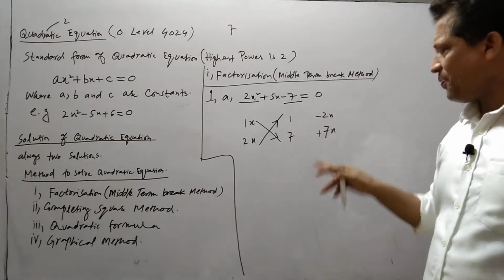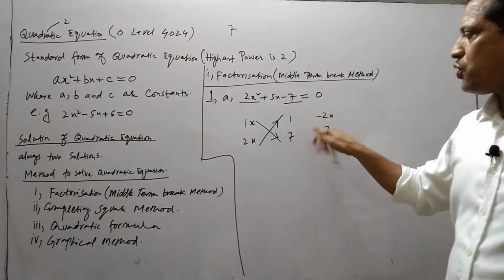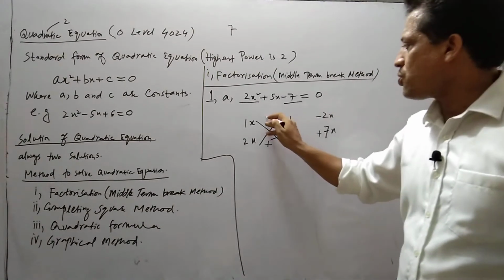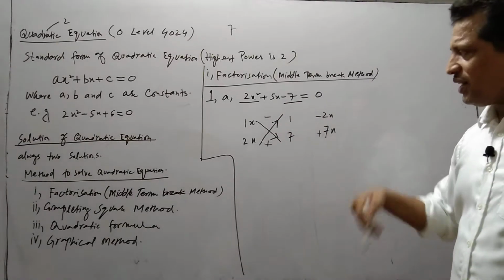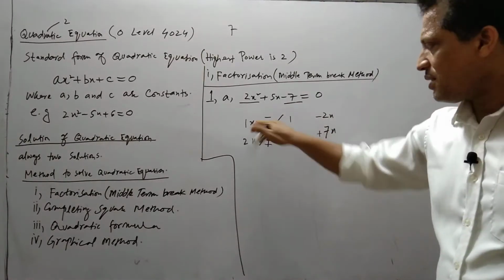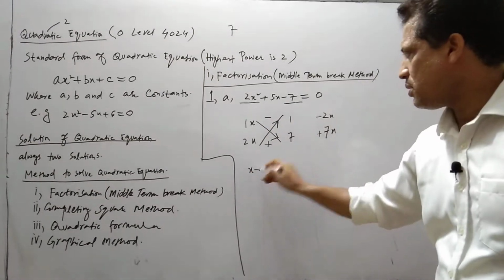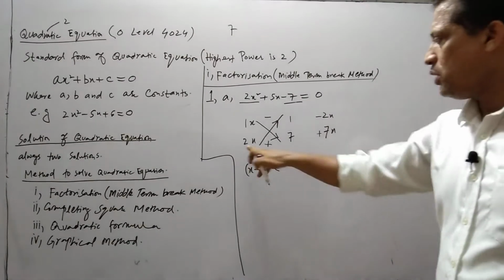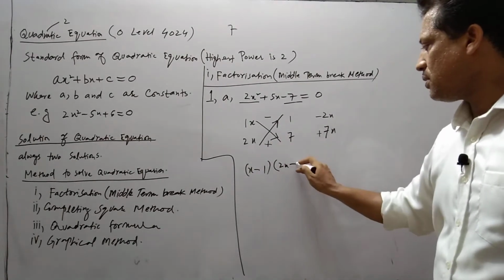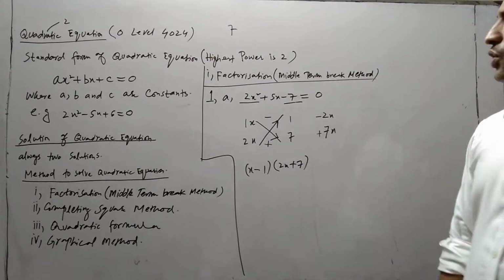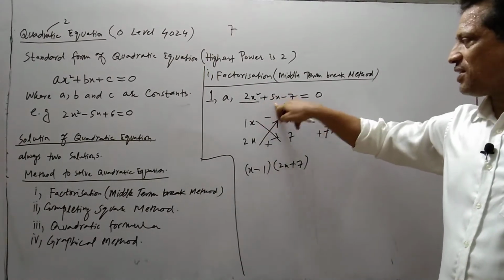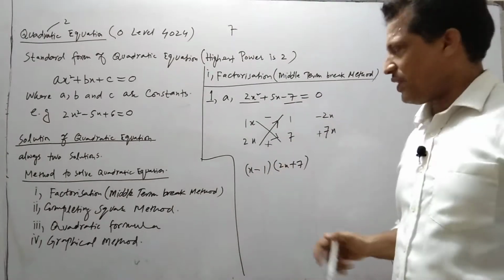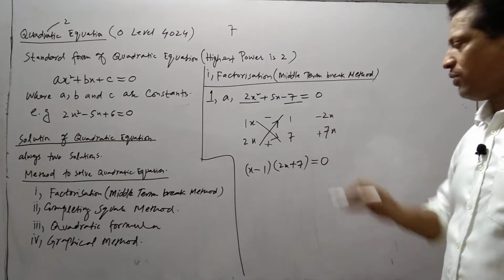The next step is this sign is plus, so you should put plus over here. This sign is minus, so you should put minus over here. After this, just write x minus 1, bracket close, bracket open, 2x plus 7. So this 2x square plus 5x minus 7 is completely factorized as (x minus 1)(2x plus 7), and the right hand side should be 0.